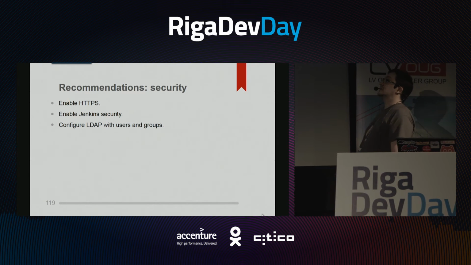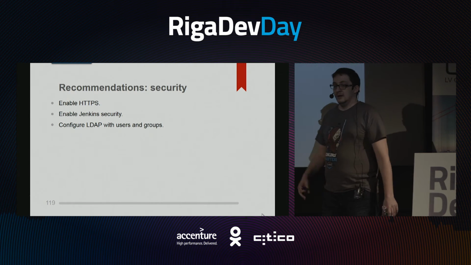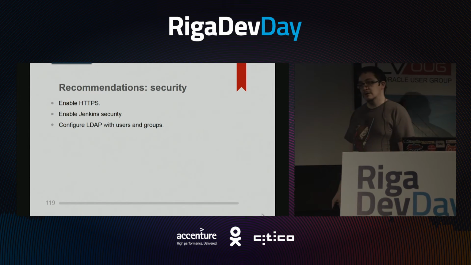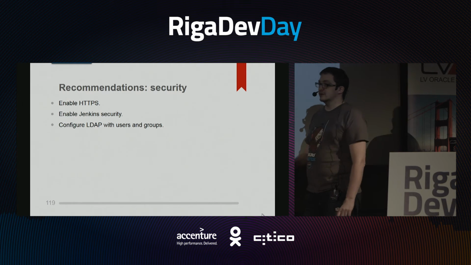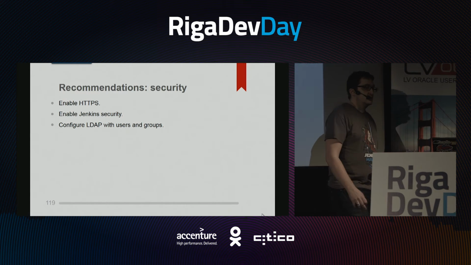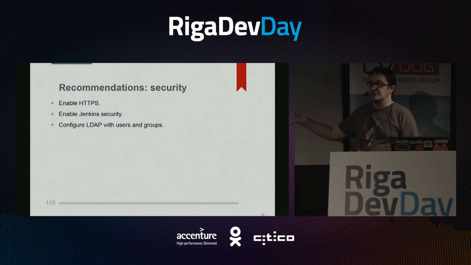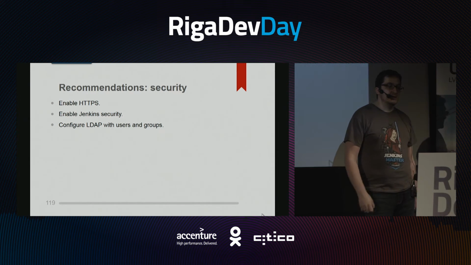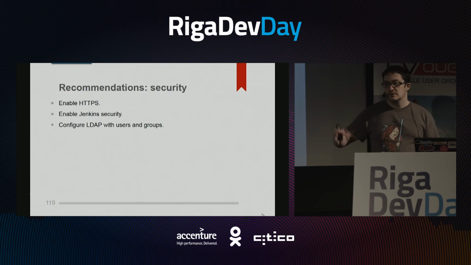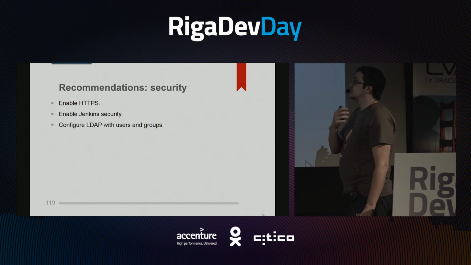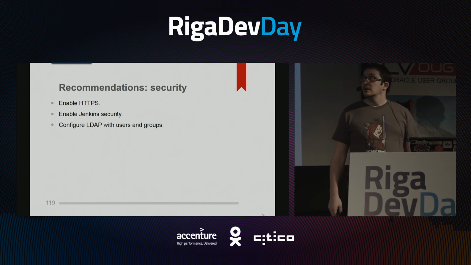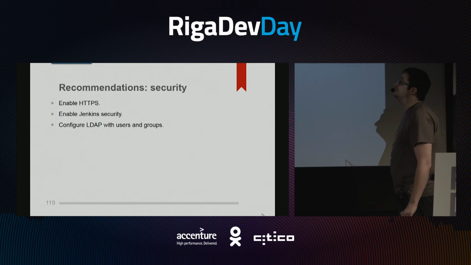Of course, security is another important thing that sometimes is forgotten. I've seen quite many unprotected Jenkins installations that anybody could change. So first of all, especially if it's a public Jenkins system that is visible on the internet, enable HTTPS, put a web server in front of that. Also enable Jenkins security and protect it, preferably with LDAP, and configure users and groups for that.